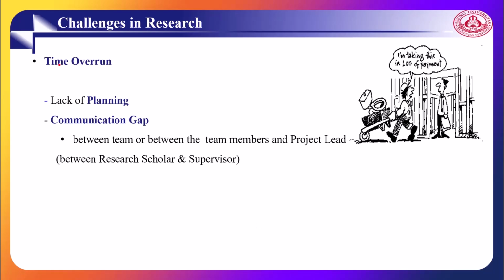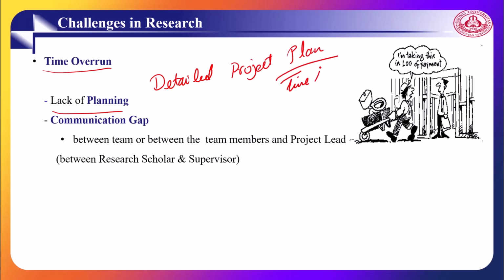The first one is time overrun. Insufficient or ineffective planning can lead to delays and unanticipated problems. Maybe we have poor planning. This poor planning results in missed deadlines and project overruns. So to overcome this problem, we need to think of a detailed project plan or timeline. So we must care about it, right? And always we have to update it.